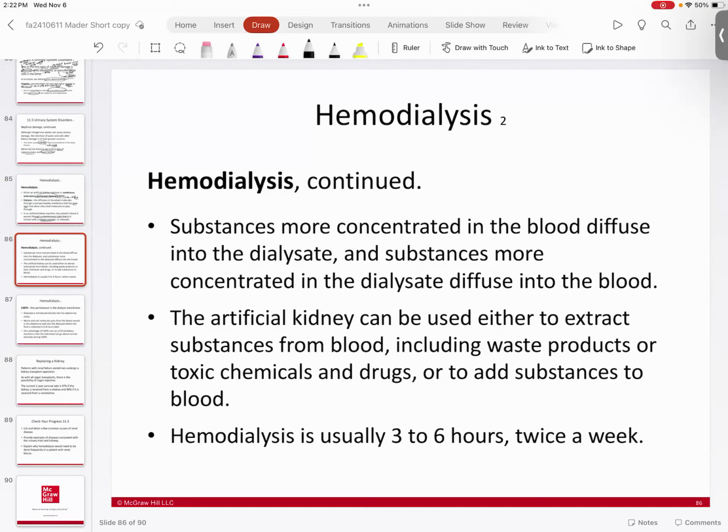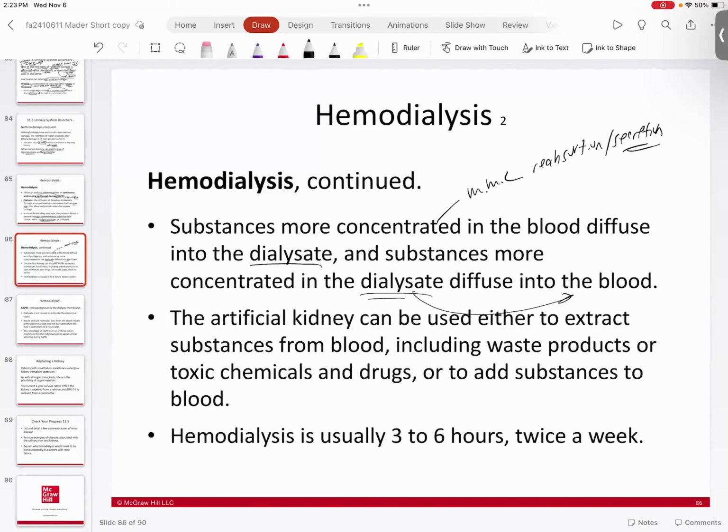Generally speaking, more concentrated things like waste will diffuse into the dialysate because it's usually more dilute. And the other way around, if it's more concentrated in the dialysate, then it'll go back into the blood. So basically what you're trying to do is mimic reabsorption and secretion, but you're doing it osmotically, right? By playing this osmotic game.